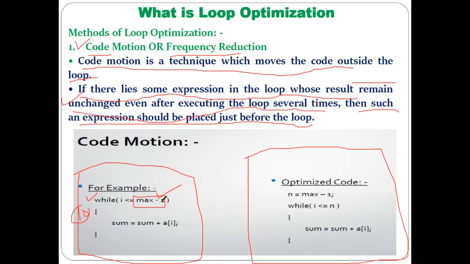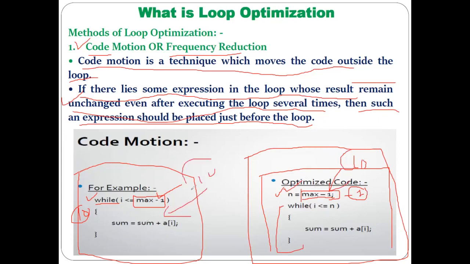Understood? So then why should we write it in the while loop? We should write it outside the while loop. Okay, so how can it be done? It can be done like this. We have taken a separate variable n, and we have written max minus 1, meaning the result of this max minus 1 will be evaluated once and saved in the variable n. Now even if this loop runs 10 times, it is not going to be evaluated 10 times. Here it is getting evaluated, for example, 10 times. But if you take one variable and store its result here, then it will be evaluated once and can be utilized further any number of times.